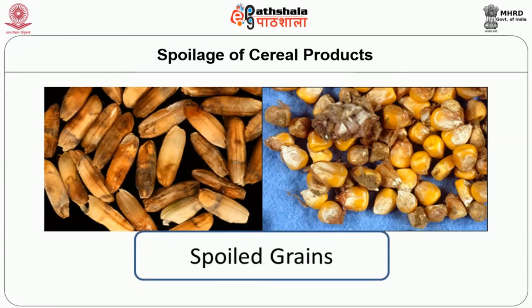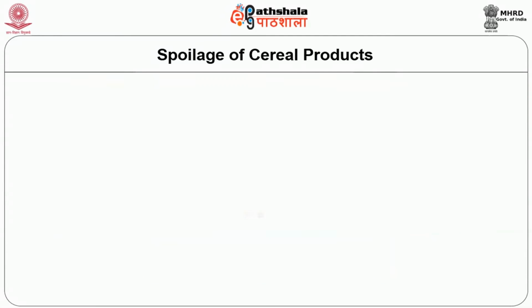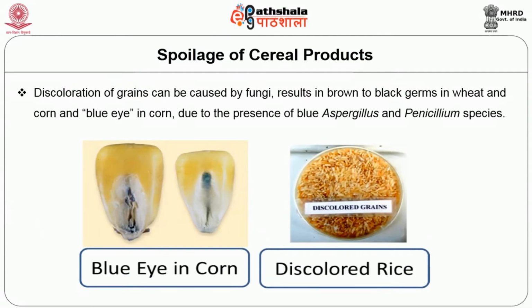The fungal spoilage of grains includes decreased germination, discoloration, development of visible mold growth, musty or sour odor, dry matter loss, nutrient loss, caking and production of mycotoxins in the grain. Discoloration of grains caused by fungi results in brown to black germs in wheat and corn, and also blue eye in corn due to the presence of Aspergillus and Penicillium species.